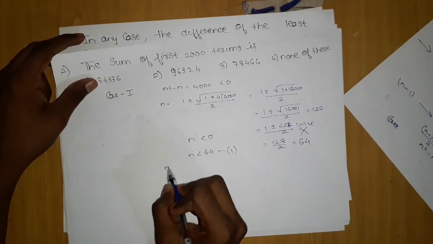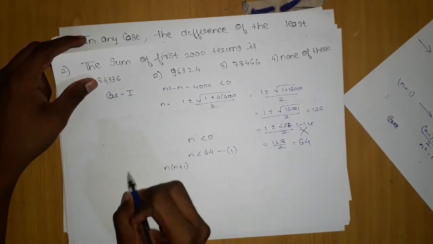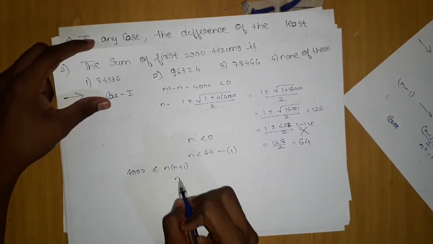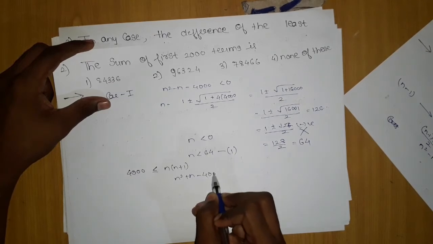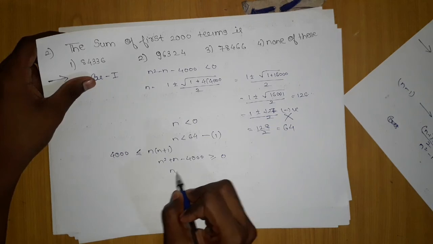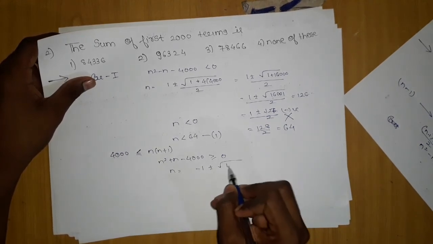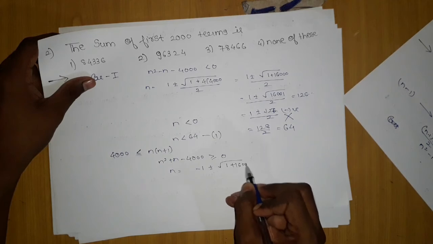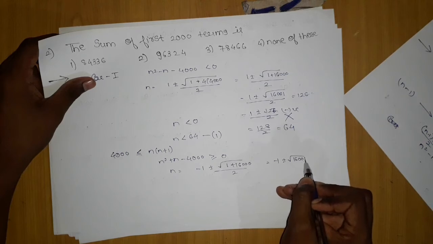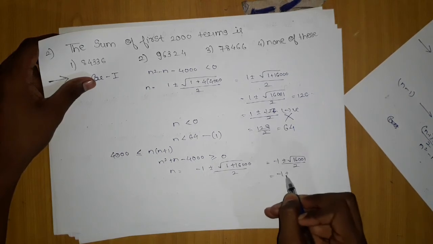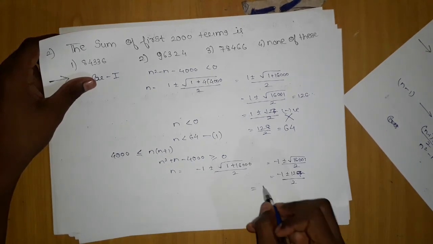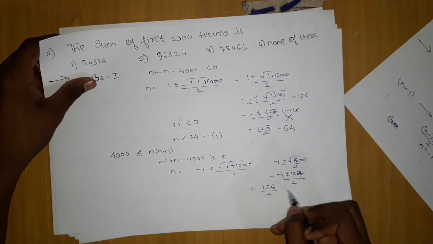In the next one, if I consider n into (n plus 1) minus 4000, which was greater than or equal to 0, here it will be n square plus n minus 4000 greater than or equal to 0. Here also I will get n equals minus 1 plus minus under root 1 plus 16000 upon 2, that is minus 1 plus minus under root 16001 upon 2. If I approximate, minus 1 plus 127, I get 126. I will consider the positive one, 126 by 2, I get 63.